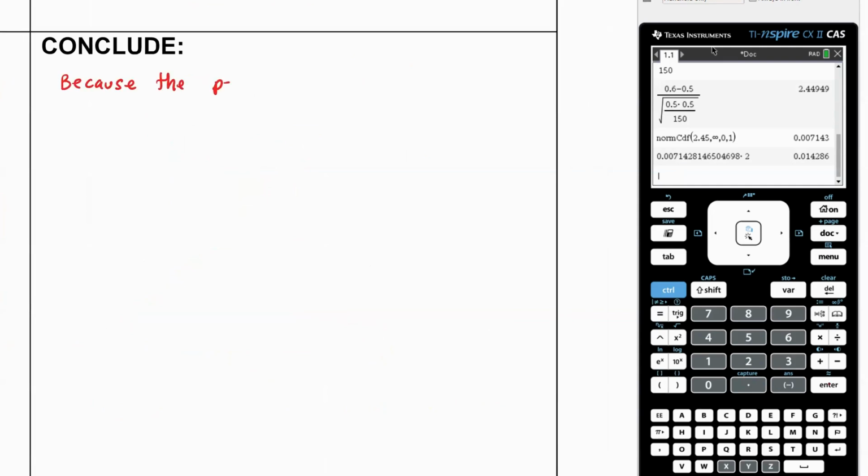Because the p-value of 0.0143 is less than the alpha value of 0.05, this time we reject H naught. Let's add context.